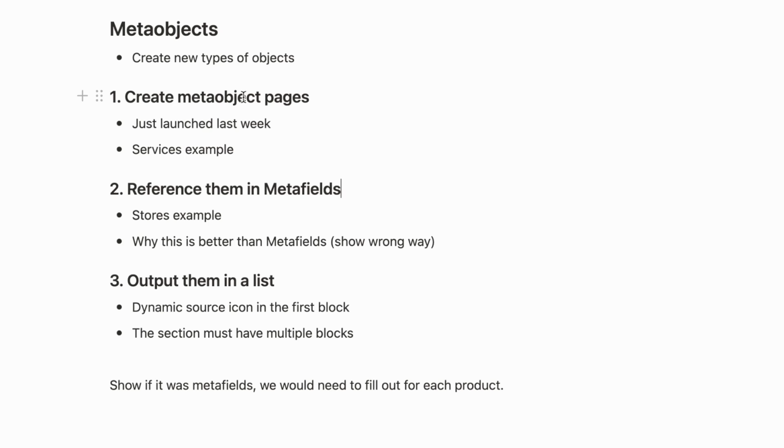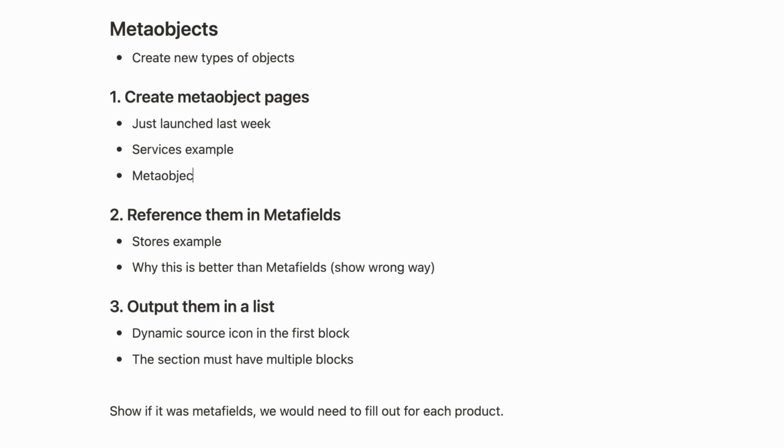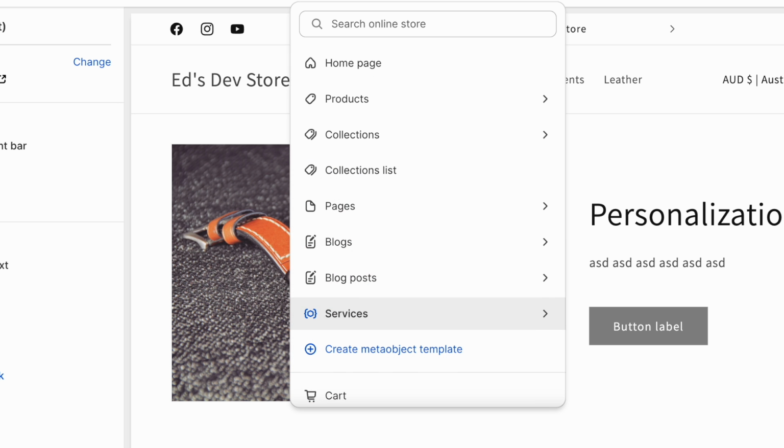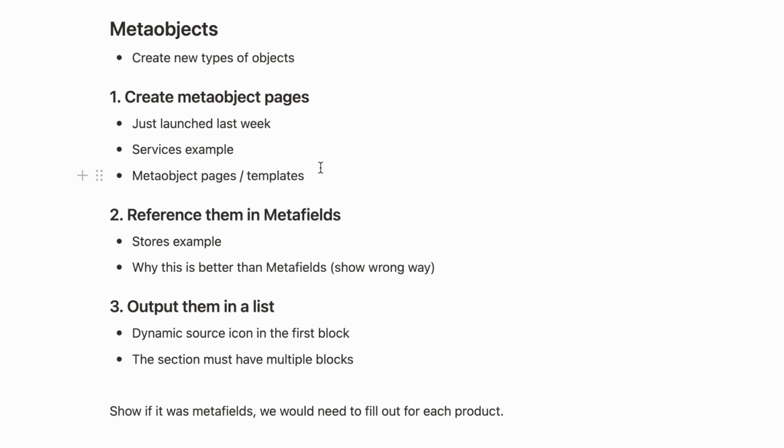The first way is an individual page for each service, for example, or an individual page dedicated to each ambassador, influencer, or retail store that stocks your product, right? And this is called Metaobject pages or Metaobject templates, which you will actually notice on your store. You probably have this new button that says create Metaobject template. That's unique pages for each Metaobject.